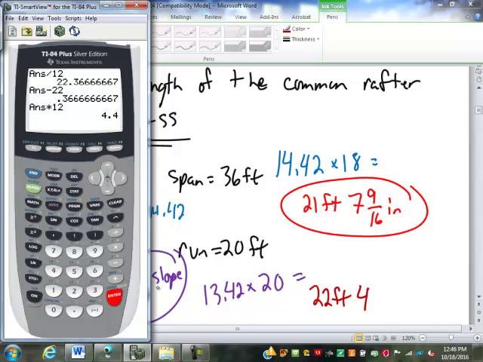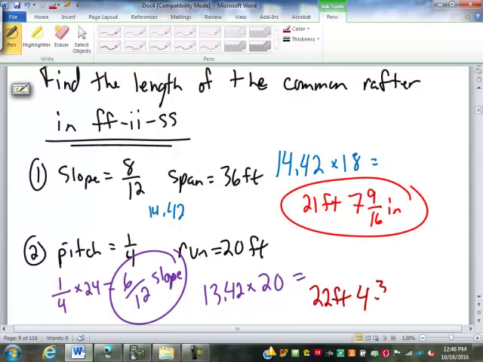And then subtract the 4. And then times 16 to make it 16ths again. 6.4, so 6/16, which reduces to 3/8. 22 foot, 4 3/8 inches.